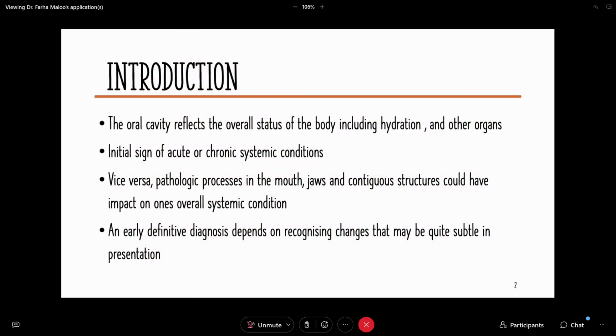The oral cavity reflects the overall status of the body, including hydration and various other systemic organs. The presentations in the oral cavity could be initial signs of various acute or chronic systemic conditions. Vice versa, pathological processes that occur in the teeth, the tongue, the jaws, and all the contiguous structures like the mucosa could have a very significant impact on one's overall systemic condition. Therefore, an early diagnosis is very important in order to identify these subtle changes in the oral cavity.